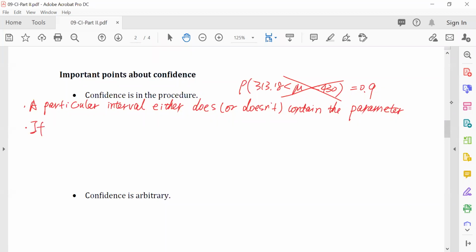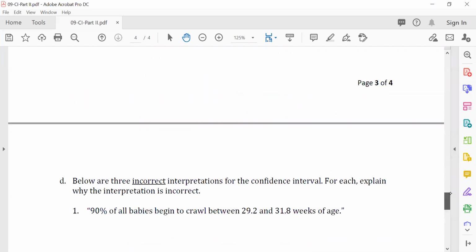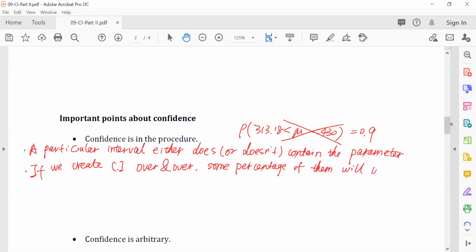What is correct is, if we create confidence intervals over and over, some percentage of them will contain the parameter.